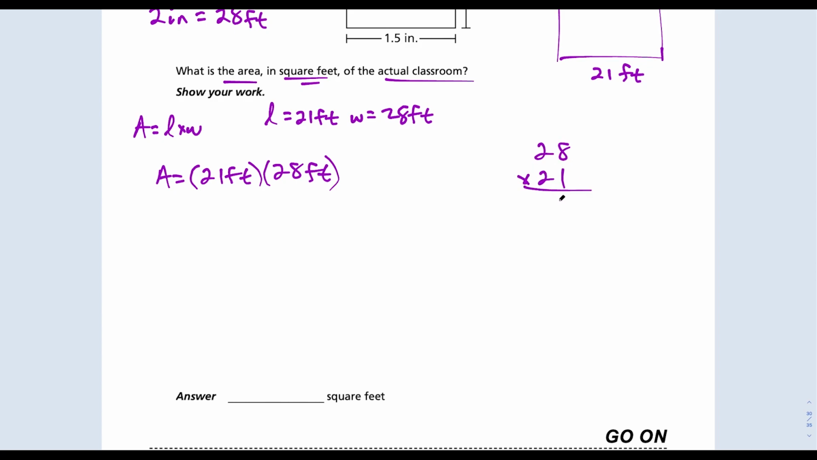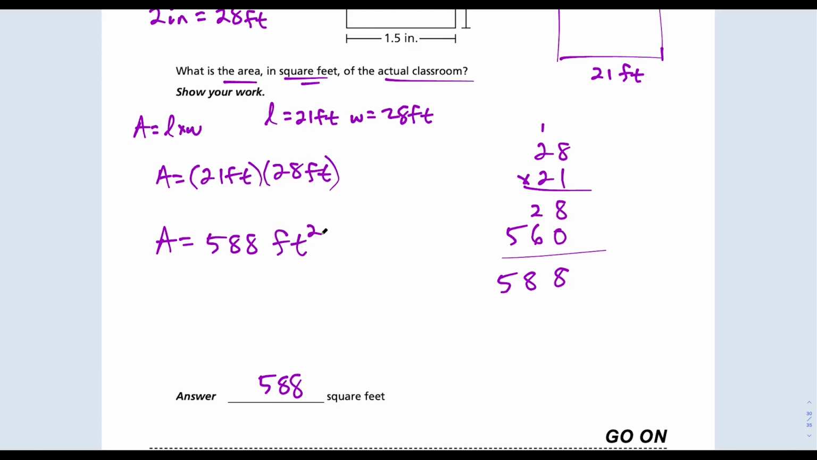So we're going to have 1 times 8 is 8, 1 times 2 is 2. We're going to put a placeholder. 2 times 8 is 16. We carry the 1. And then 2 times 2 is 4 plus 1 is 5. So this works out here to 588. So we're going to have 588 square feet. If I were to write it out the long way like this, I would have 588, and for square feet, I would write feet to the second power like this. But this is going to give us our solution.